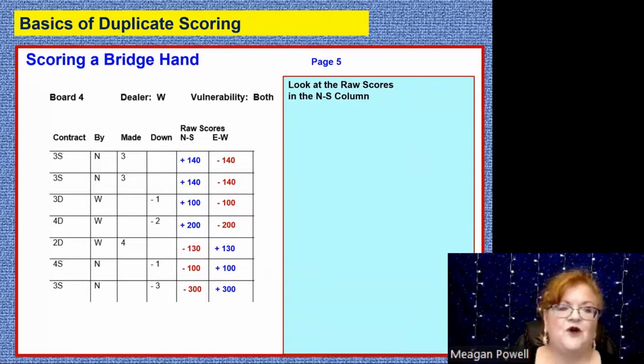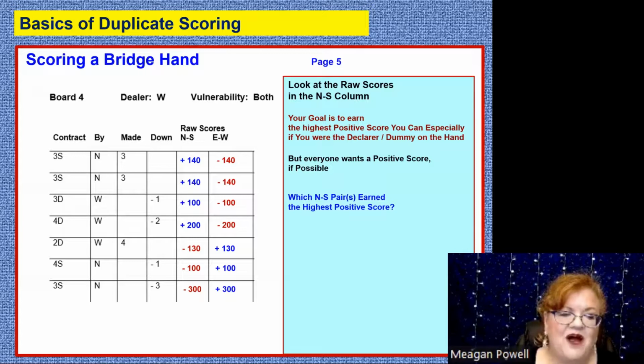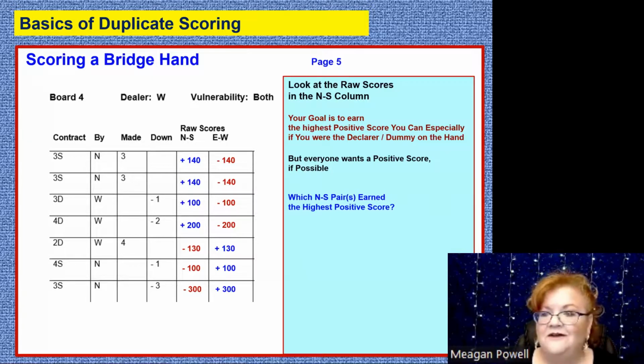So what I'd like you to do is look at all the raw scores in the north-south column right now. Your goal is to earn the highest positive score you can, especially if you were the declarer, right? But everybody wants to earn a positive score. So now looking at the column on my screen for north-south's raw scores, which north-south pair earned the highest positive score? I think it was north-south 7, Captain America and the Hulk. You see that plus 200?